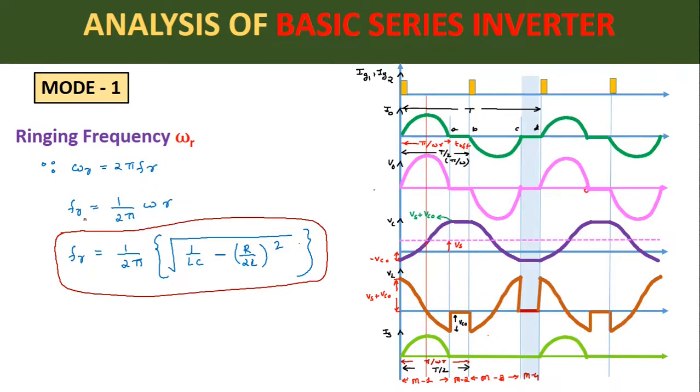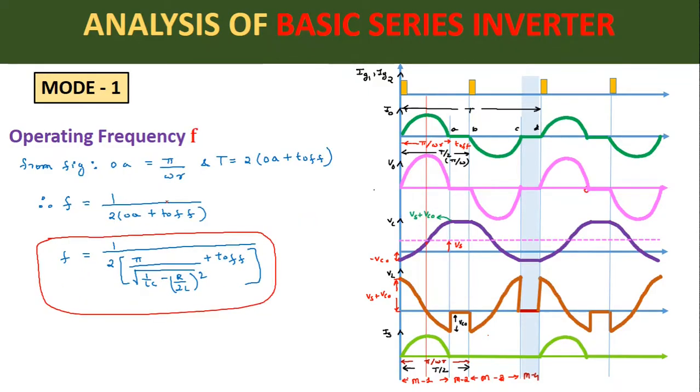From here we will get Fr is equal to omega r upon 2 pi. Now we will put the formula of omega r here. We will get this is the final ringing frequency. Next is the operating frequency represented by F.